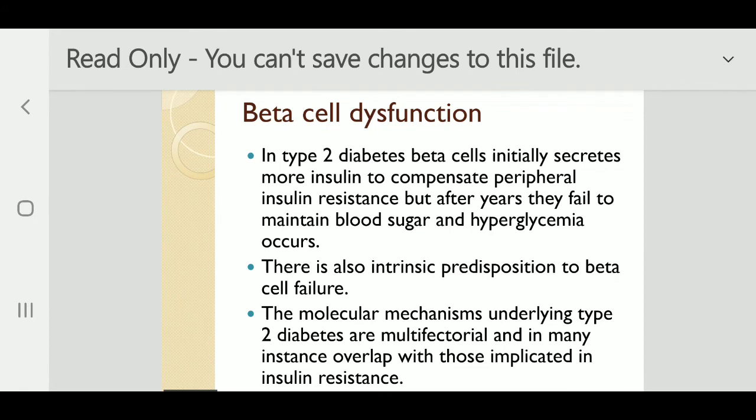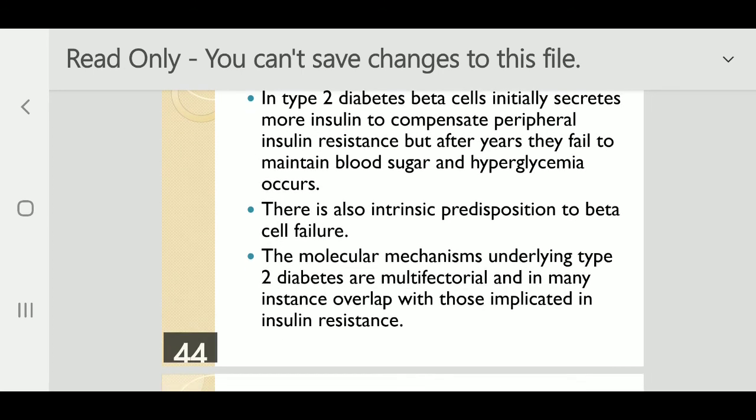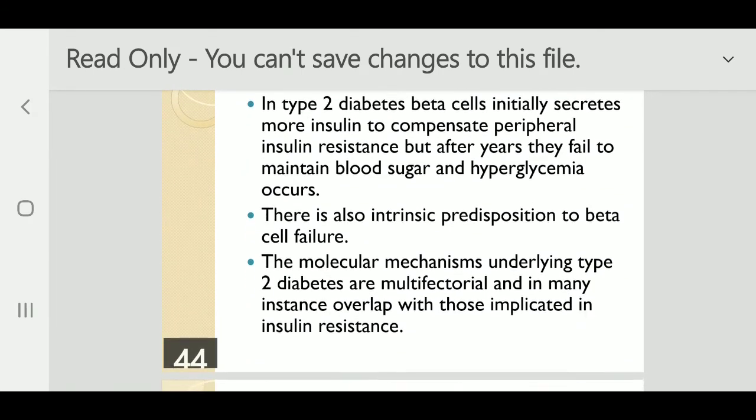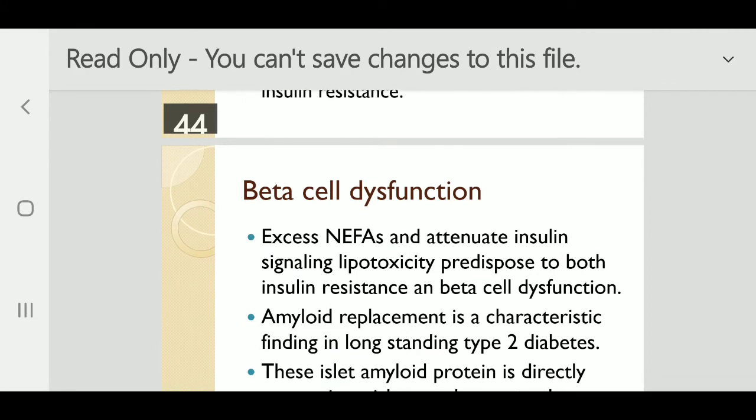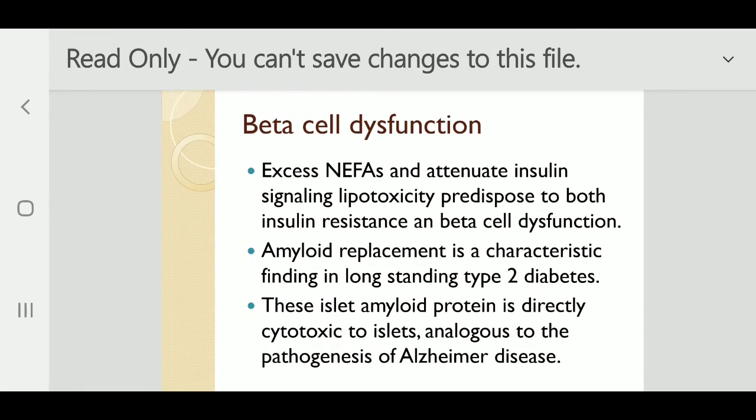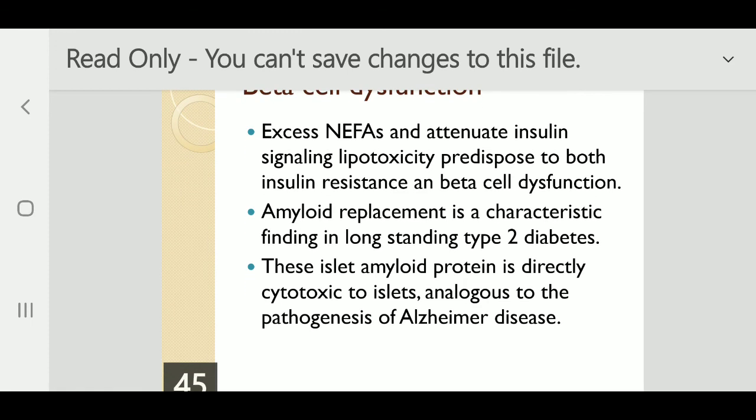In type 2 diabetes, the beta cells initially secrete more insulin to compensate for that peripheral insulin resistance. But after a few years, they fail to secrete this more insulin. What happens as a result? There is peripheral resistance along with decreased secretion of insulin. There is also intrinsic predisposition to beta cell failure. Excess NEFAs also attenuate insulin signaling, lipotoxicity, and these both predispose to insulin resistance as well as beta cell dysfunction.